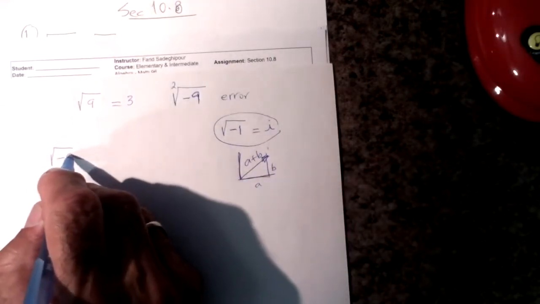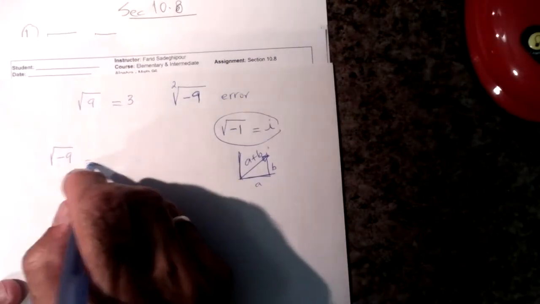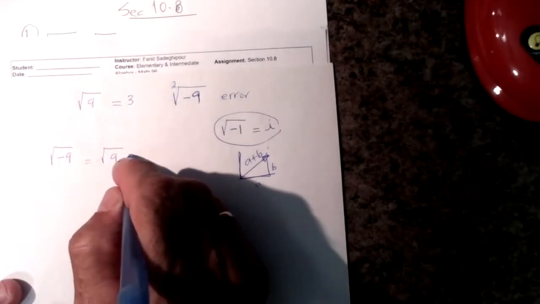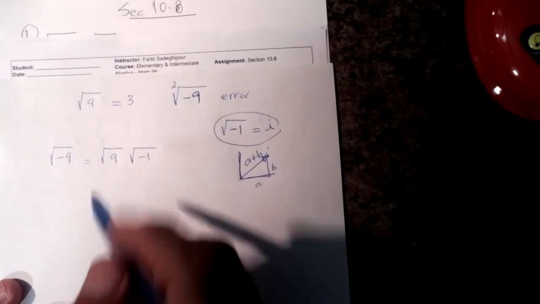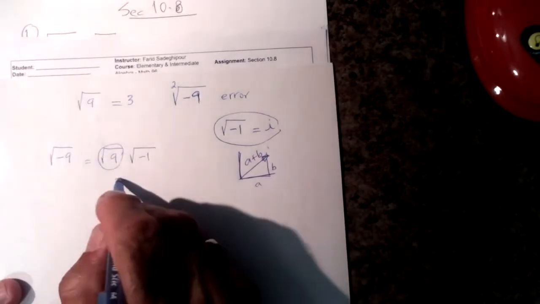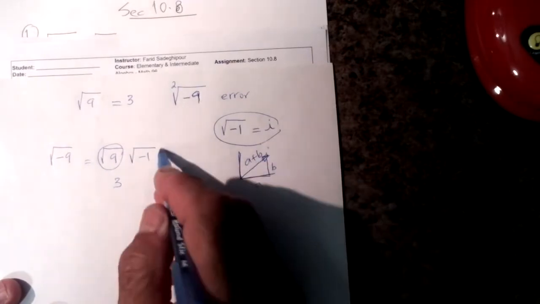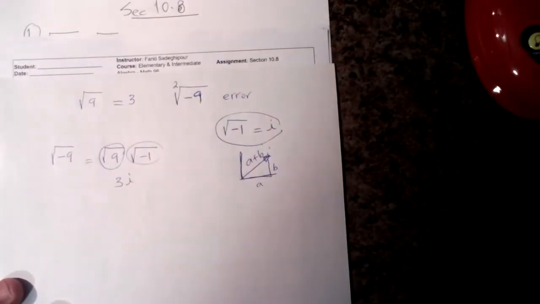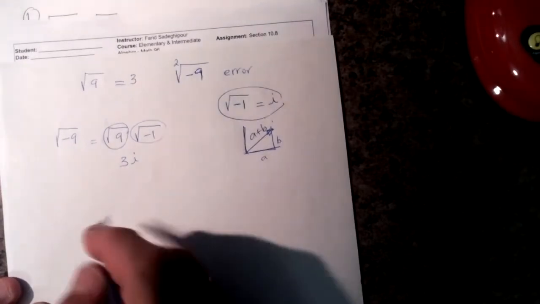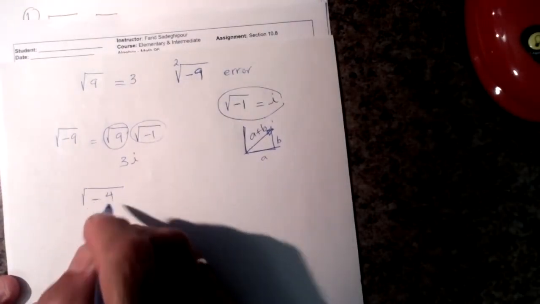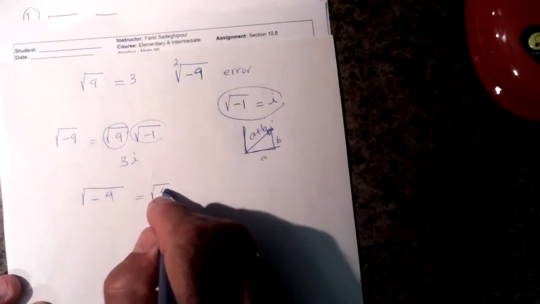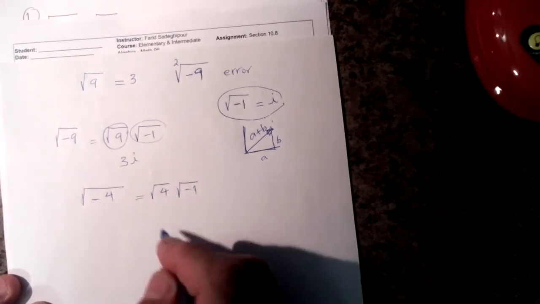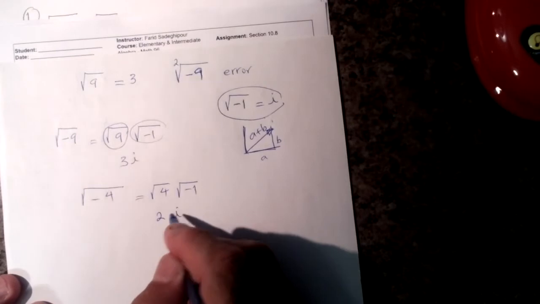So if I have radical -9, I can write it as radical 9 times radical -1. You can break it into two radicals: this one is 3, and according to this definition, that one is i. So you have 3i. What is radical -4? It's radical 4 times radical -1, or 2i, because this is i.